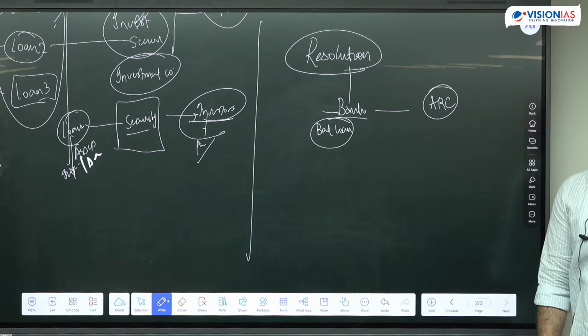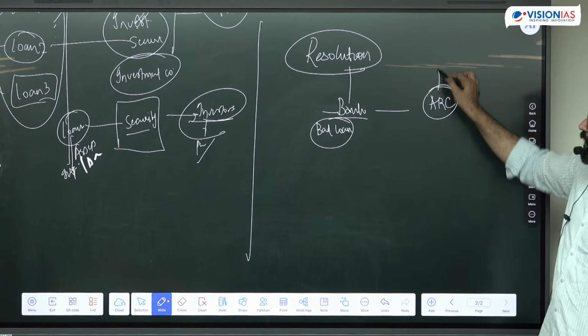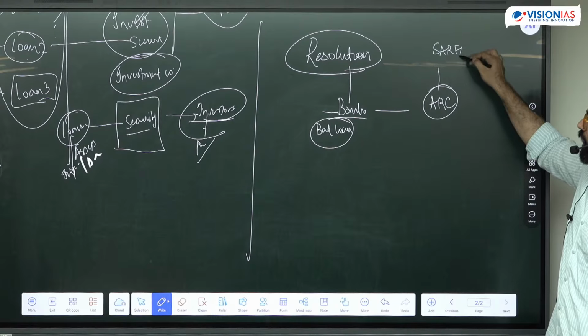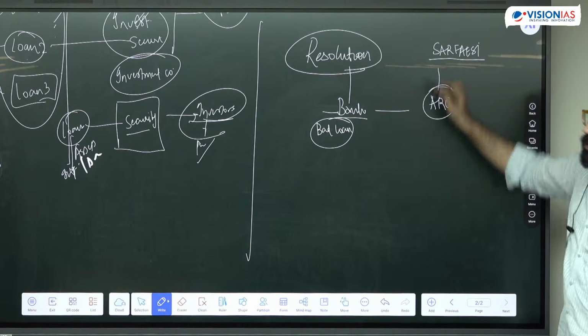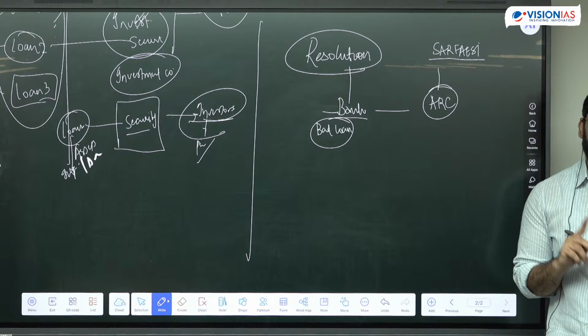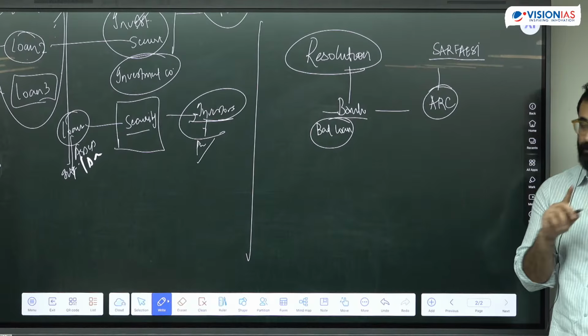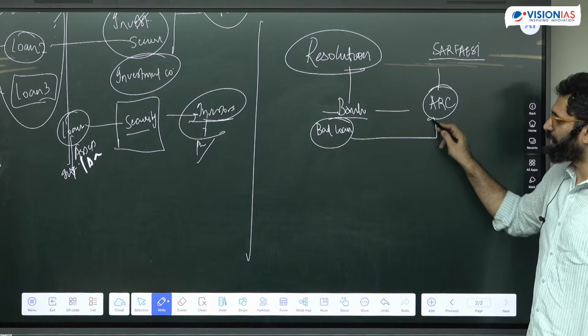From 2005-06 onwards, asset reconstruction companies were given licenses in the country to operate as NBFCs, not under the RBI Act, but under the SARFAESI Act. 200 crore rupees is the starting capital, with a 15% capital adequacy ratio. Asset reconstruction companies can be registered. They can be both public and private. This bad loan will be taken by the ARC.